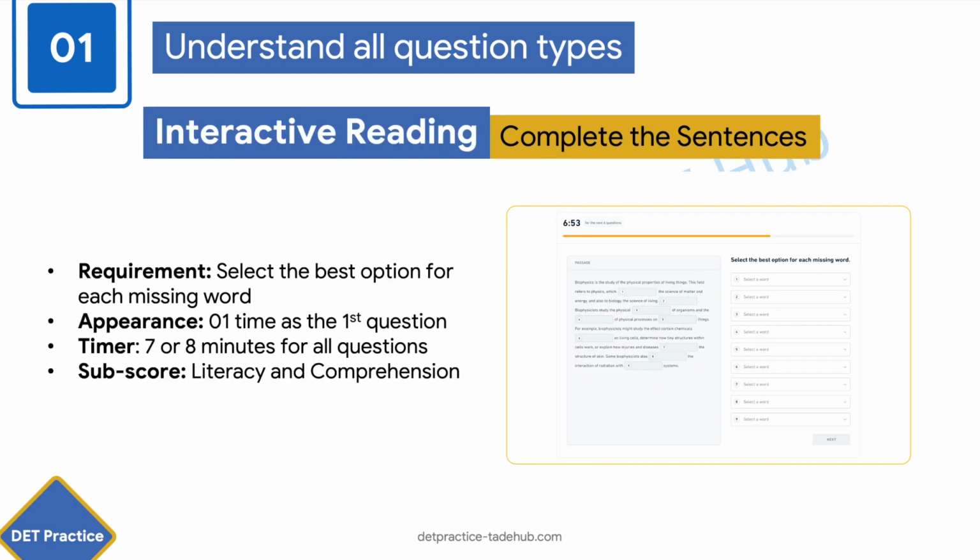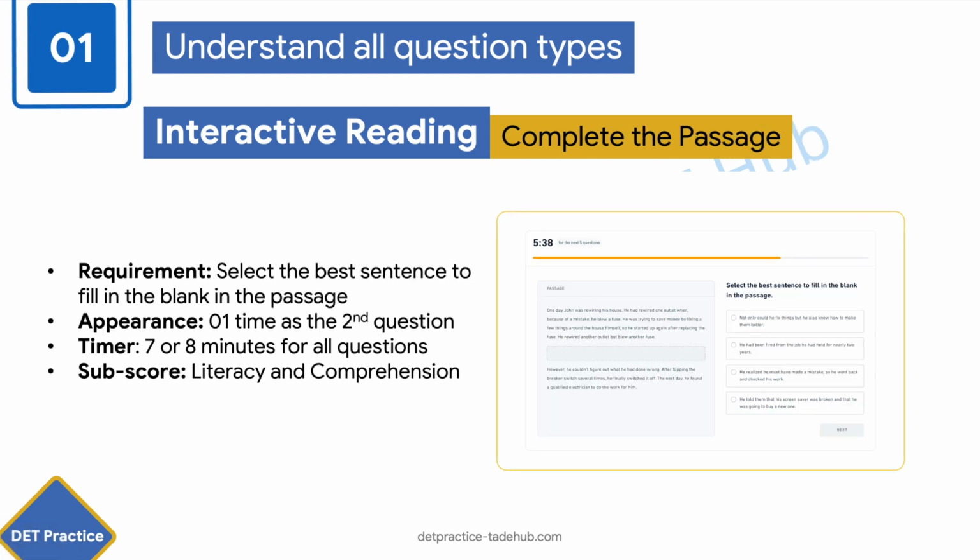In this item type, students need to complete the sentences by selecting the best option for each missing word. We have from 6 to 9 blanks. To complete these question types and others in the interactive reading, we have 7 or 8 minutes for all question types. The next one is complete the passage.